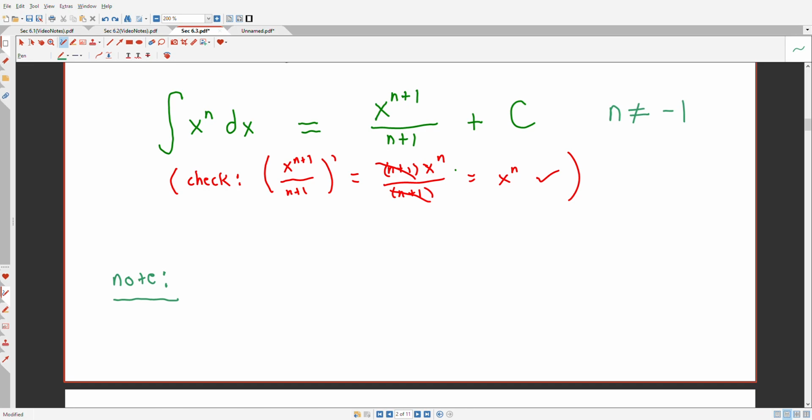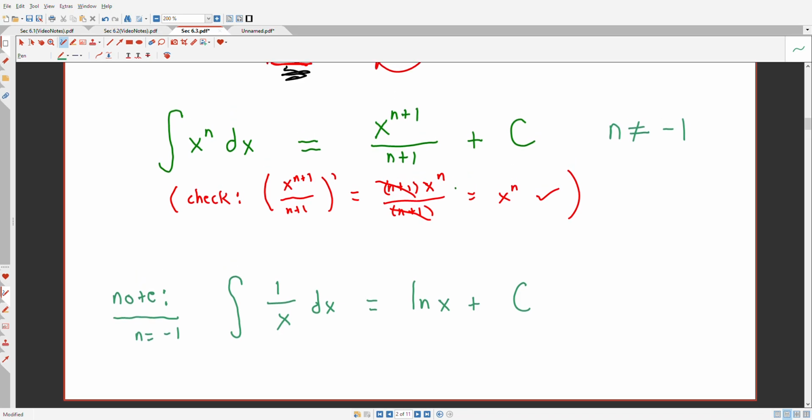So if we want all possible x to the n's, we need one different formula when n is -1. And the formula might look a little bit different. Can we think of an antiderivative for 1 over x? That is, can we think of a function whose derivative gives us 1 over x? And we just talked about a function like that. That's the natural log function. Because this is indefinite, I get to put a plus c. Okay, so there are other rules like this, and we're going to practice them down below. But these that I've written in green so far, you definitely want to make sure you're comfortable with.